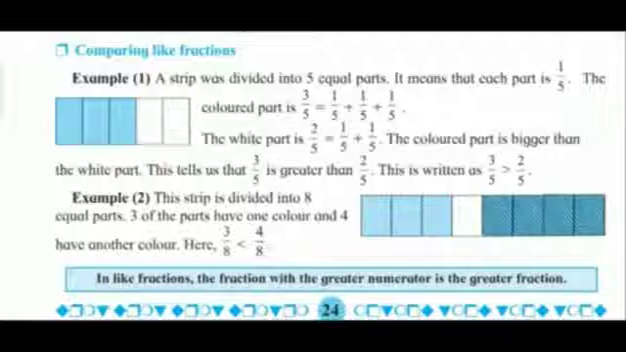So 3 upon 8 is less than 4 upon 8. Understood? Then that is the sign of less than. Okay, now see the point which is being highlighted and written in the box. In like fractions, the fraction with the greater numerator is the greater fraction.